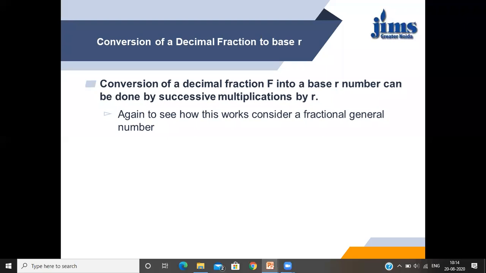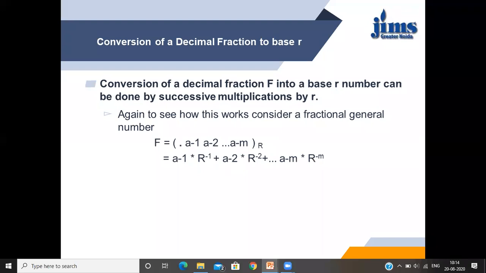Then again, to see how this works, consider a general fraction number. Suppose f is given by point a minus 1, a minus 2, up to a minus m. This is the decimal point, and we have to convert it into base R system. Now this particular number is represented by the coefficient a minus 1 multiplied by r to the power minus 1, plus the second coefficient a minus 2 multiplied by r to the power minus 2, up to a minus m, the last coefficient, multiplied by r to the power minus m.